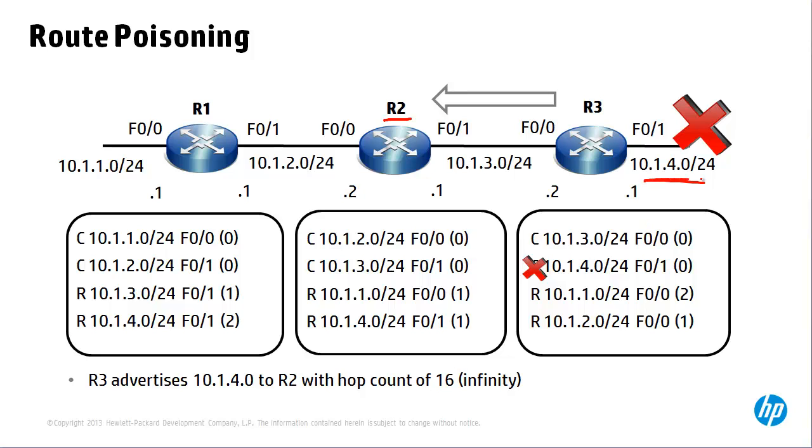So when this network goes down and is no longer available, router 3 sends the triggered update to router 2, telling it that the metric is 16, in other words, infinity. Router 3 is poisoning the update to router 2. This would prevent a router like router 2 or router 1 sending packets to the invalid route.